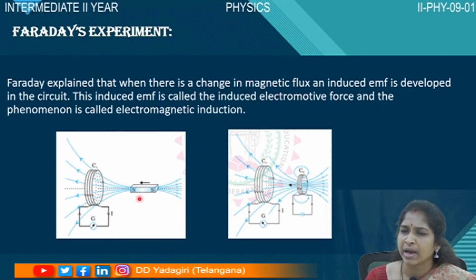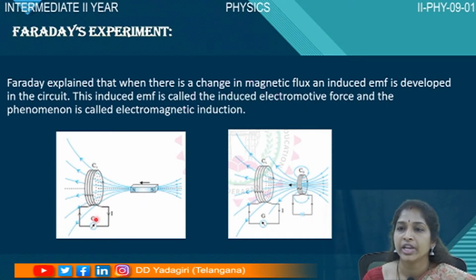When this magnet is brought towards the coil, he observed there is a deflection in the galvanometer. That means the galvanometer pointer has shown some deflection. Then immediately he moved this magnet away from the coil. Then he observed the galvanometer started showing the deflection in the other direction.